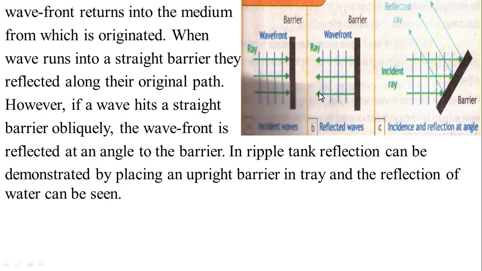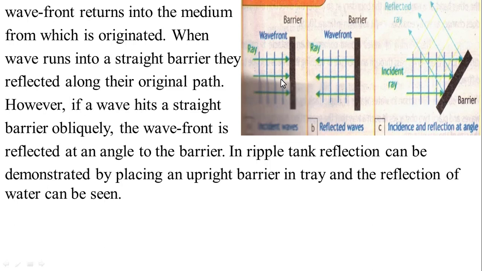When the wave runs into a straight barrier, the reflected wave returns along its original path. This means that when the waves are parallel and travel straight, then they go back into their medium. And this barrier shows that the angle is parallel and theta is equal to 0.